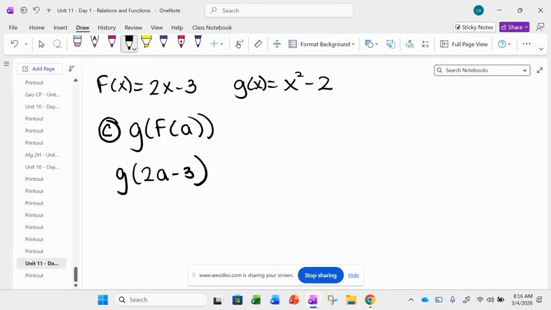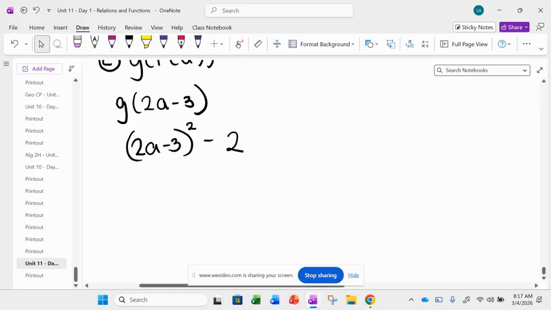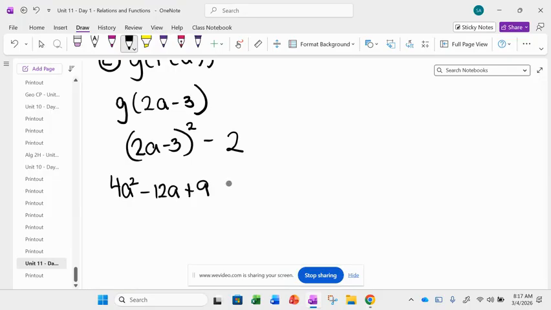Everybody good with that? Now it's saying g of 2a minus 3. So now I'm going to g of x, and wherever I see an x, now instead of the x, what am I subbing in? 2a minus 3. So this is going to be 2a minus 3 quantity squared minus 2. Do I need to FOIL and combine my like terms? Absolutely. If I FOIL this, I'm going to get 4a squared minus 12a plus 9, and then we still have that minus 2. So this becomes 4a squared minus 12a plus 7. How many people got that?